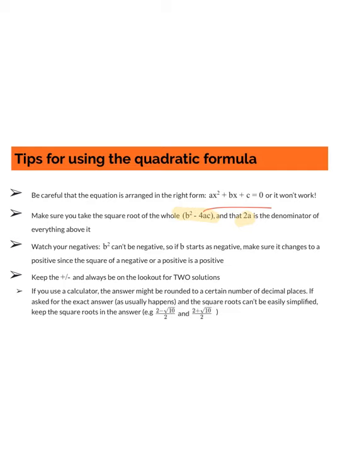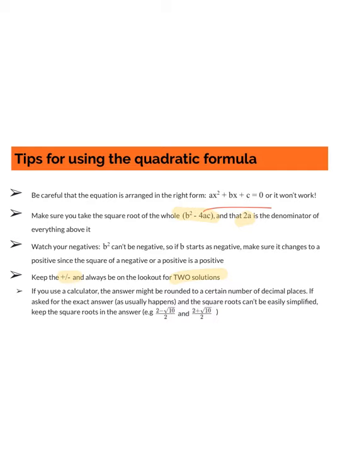Watch your negatives. It's helpful to use parentheses, because when you're substituting a negative b in there and you square it, we know that if we do a negative times a negative, or any number times itself, it's always going to come out to be positive. So make sure that you keep track of those signs. Make sure that you keep track of the plus minus, because you've got to be on the lookout for two solutions. Your graph could cross the x-axis 2 times, so you need both solutions to have a correct answer.